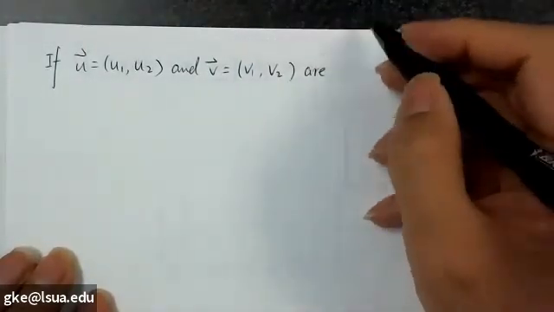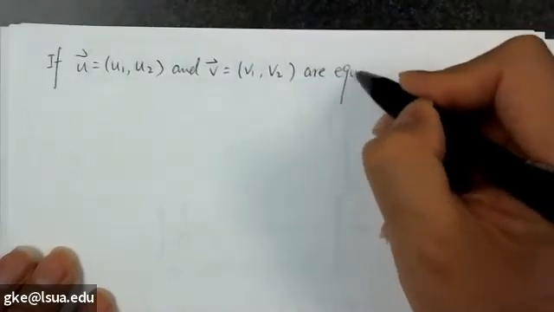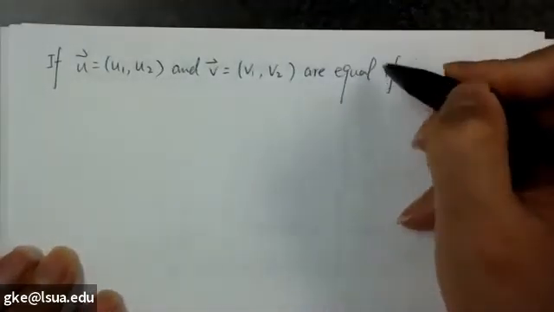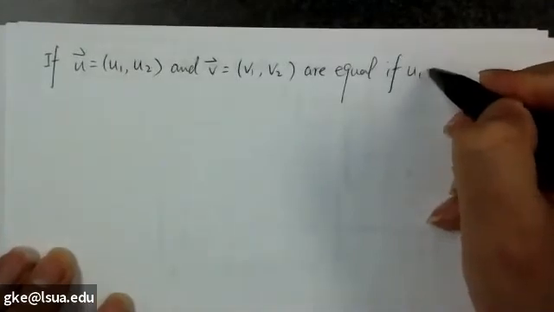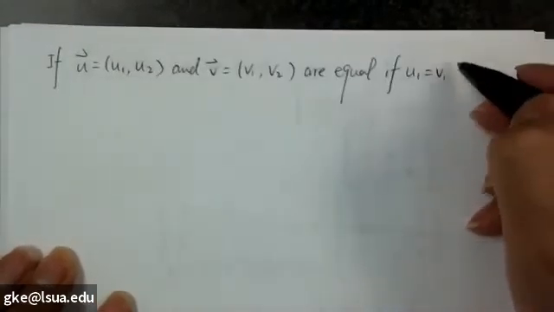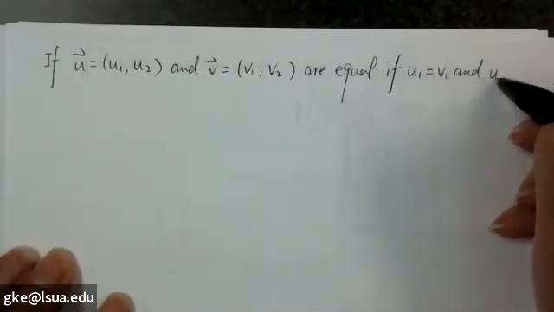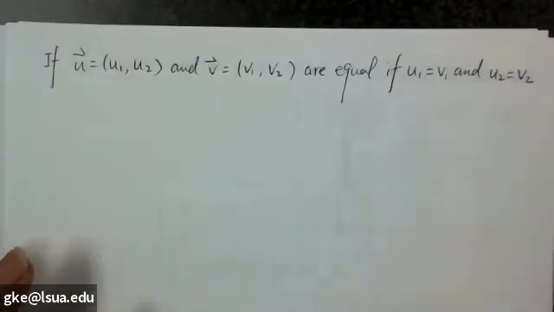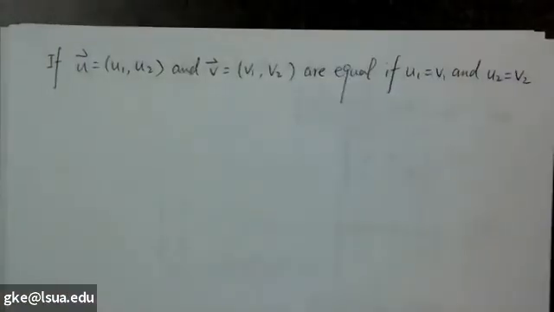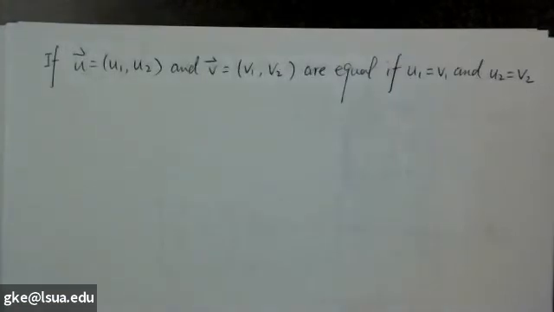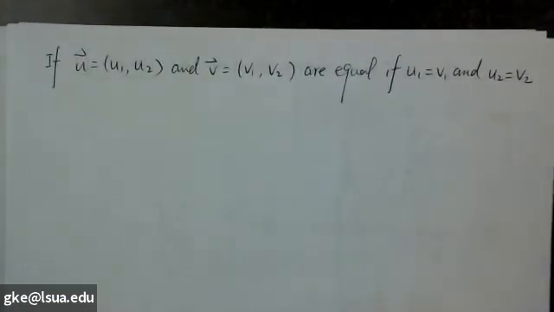Equal if u1 equals v1 and u2 equals v2. Okay, that's the first property.